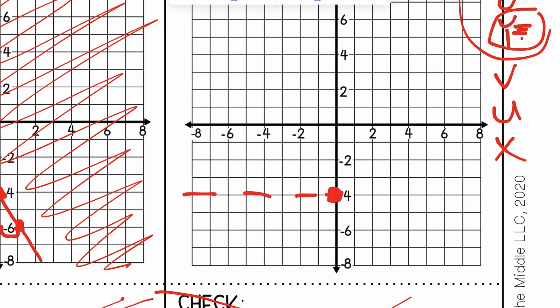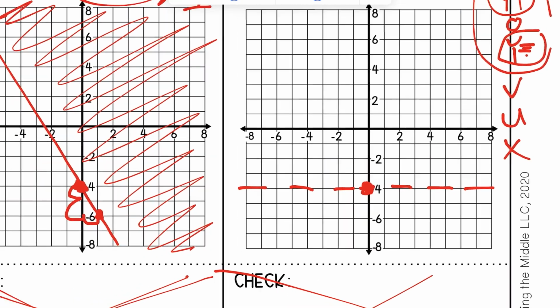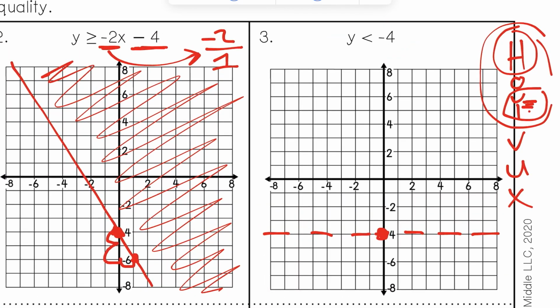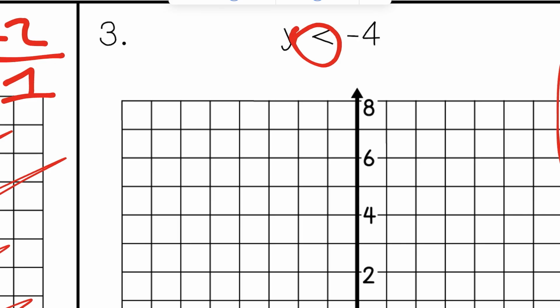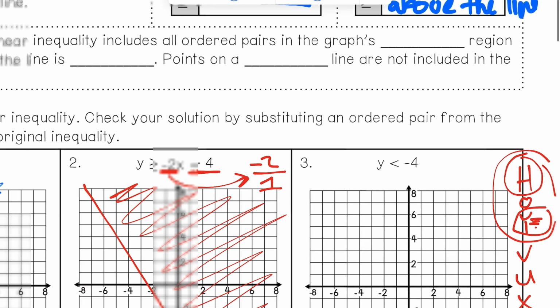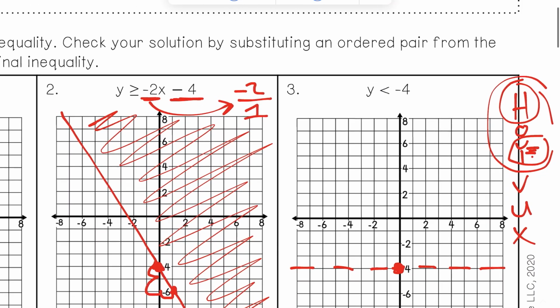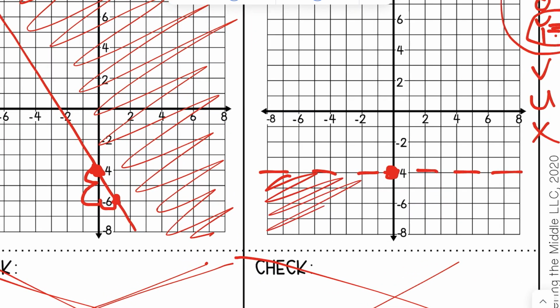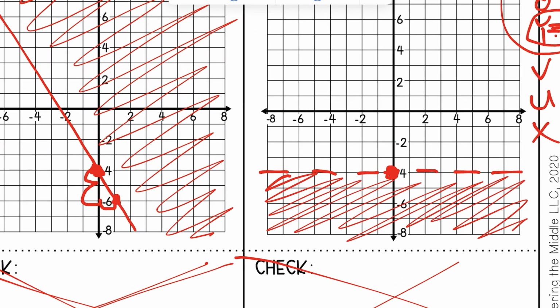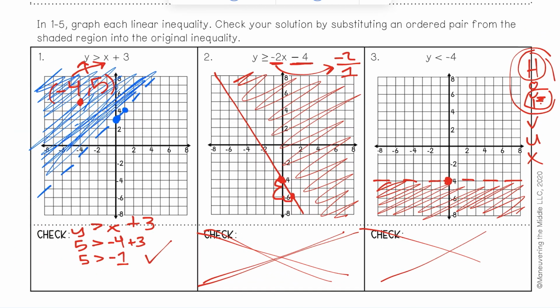But I'm just going to redraw it because my application won't let me do that. There you go. So you have a line at y is negative 4. But now I have to figure out whether to shade above or below that line. This symbol matches this symbol, and it says under the line for that case, so let's shade under the line. There you go. Okay, so now you understand how to graph these equations. Okay, so let's go to the back side.